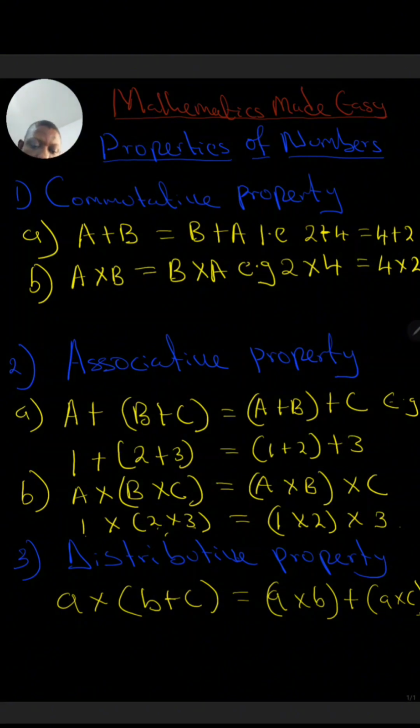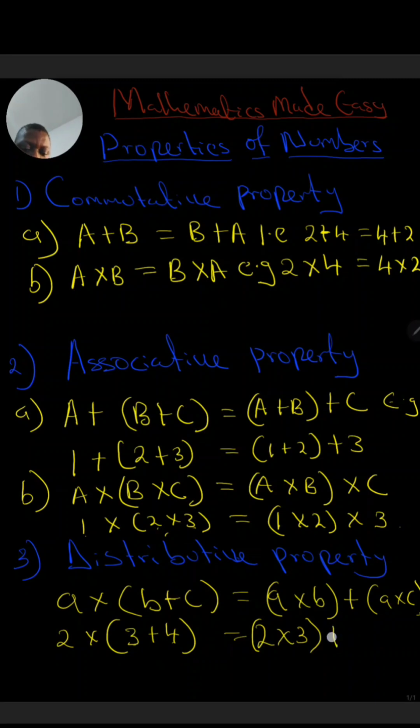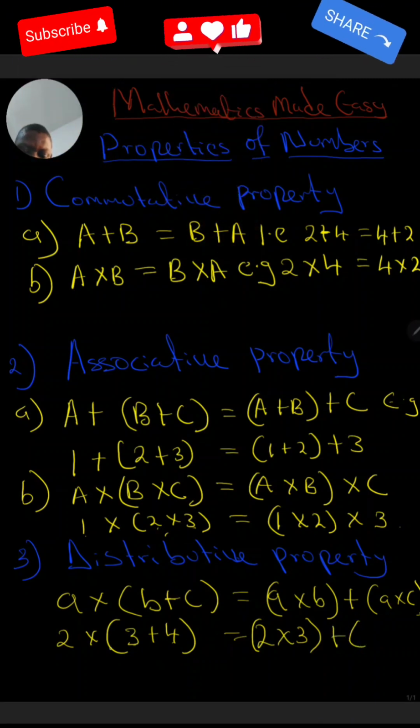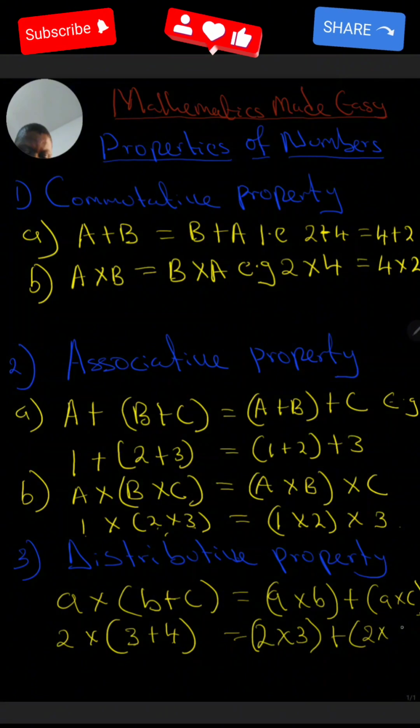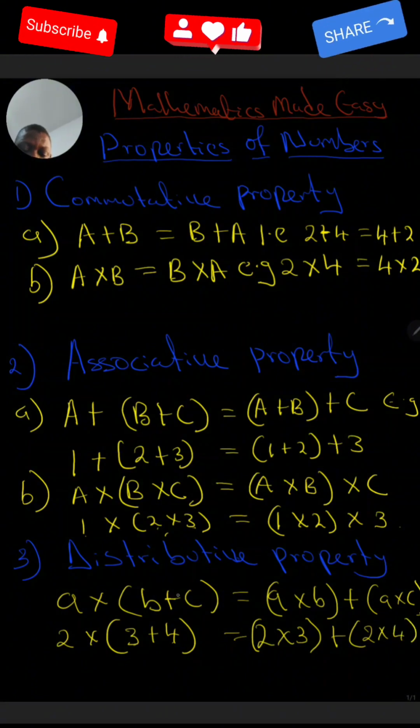Now let us give a simple example to explain this. If you have 2 times, open bracket, 3 plus 4. What it simply means is that to distribute this, the 2 will multiply 3, and the 2 will also multiply 4. So we start with 2 times, in brackets, 3, because this 2 is multiplying everything in the bracket, plus, in brackets, 2 times 4. Let's see if it will give us the same answer.